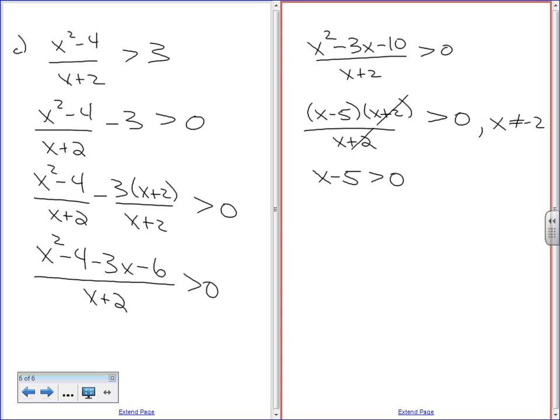How do I solve that? When is x minus 5 greater than 0? Do I need to do an interval chart for this? No? What do you do? Whenever you bring the 5 to the other side. Exactly. And that's the answer to your question. So when is x squared minus 4 over x plus 2 greater than 3? Whenever x is greater than 5. And remember to state your restriction. X cannot be equal to -2.